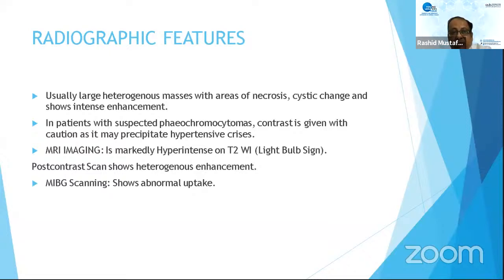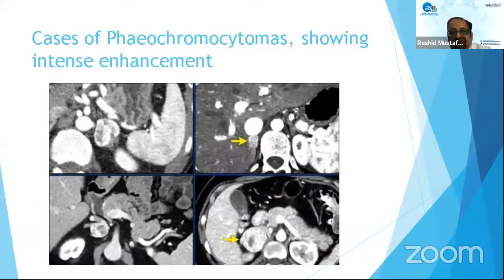In patients with suspected pheochromocytomas, contrast is given with caution as it may precipitate a hypertensive crisis. MR is a much better imaging modality. They are hyperintense on T2, a light bulb sign, which is one of the diagnostic criteria for pheochromocytomas on MRI. MIBG scanning also shows abnormal uptake.